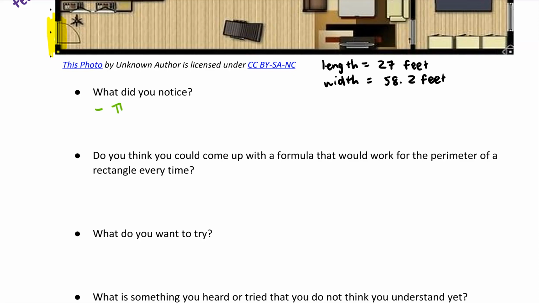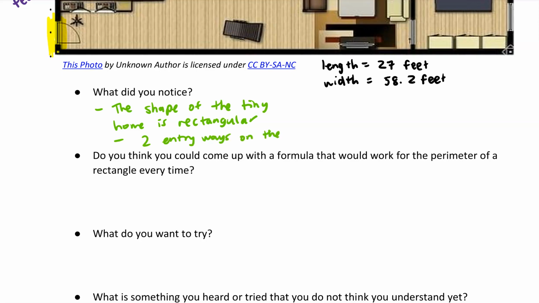So I noticed that the shape of the tiny home is rectangular. The other thing I notice is there are two entryways on the left-hand side. So that was something interesting that I noticed. Did you notice anything else that might be relevant?